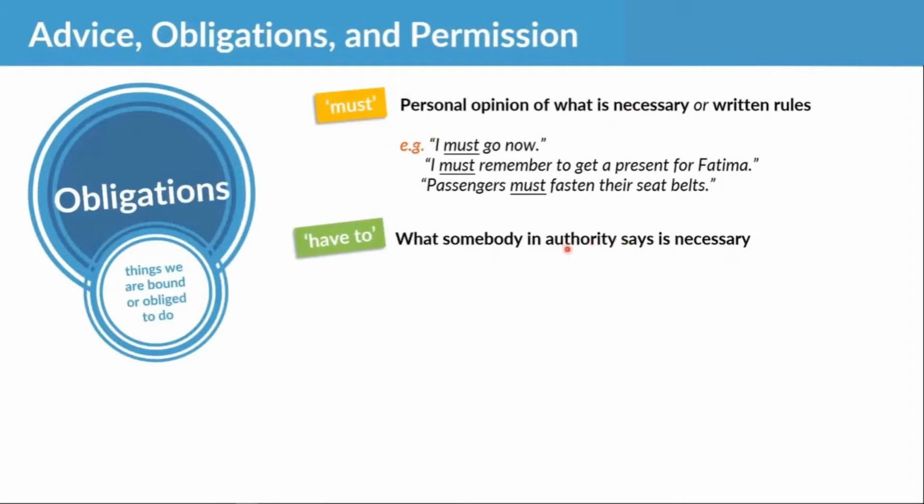So Yasmin, authority is like the law or your boss, your manager, the police. That's authority. So for example, I have to go now. Like we said, lots of people just use them interchangeably. I must go now, I have to go now. He has to get 50% to pass the exam. It's not a personal opinion. It's what somebody in authority says is necessary. It's external.